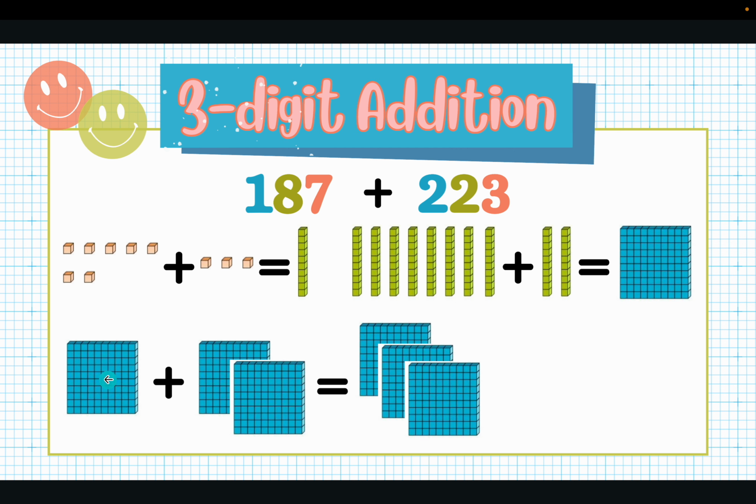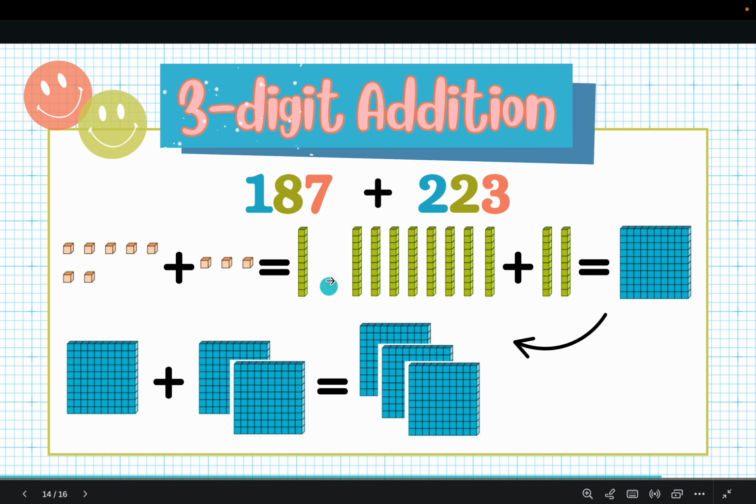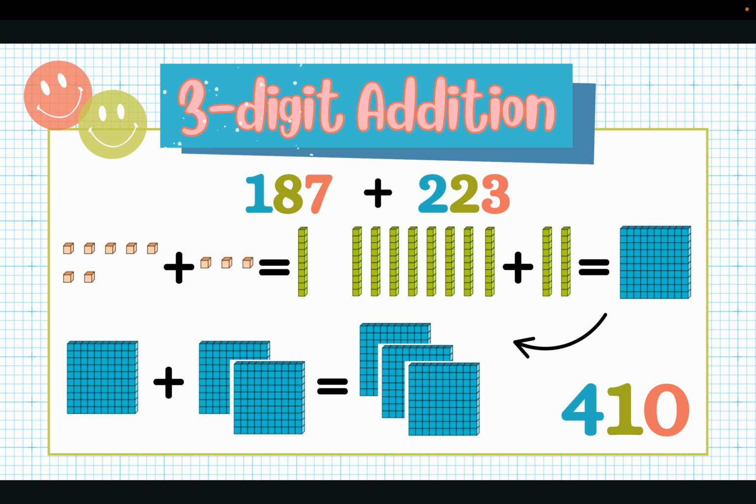Now we have our 100 for here and our 2 for 200. That's 3. But remember, we need to carry down this other 100 over here. So we should have 400, and we also have this 10 from our 1s that became a 10. So our answer should be 410. You got that? Good job.